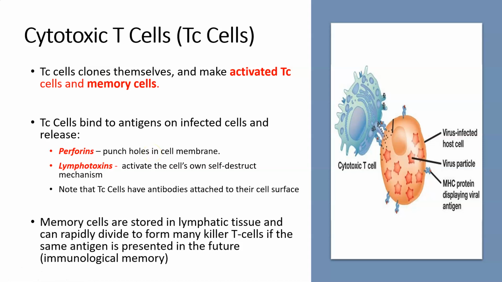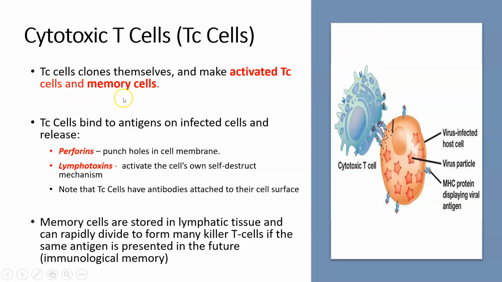Now, one thing I do want you to notice, again, another point of difference between T and B cells, is that these killer or cytotoxic T cells have antigens attached to their surface. Remember that B cells produce plasma cells, which then released free antibodies. So that is an important difference.